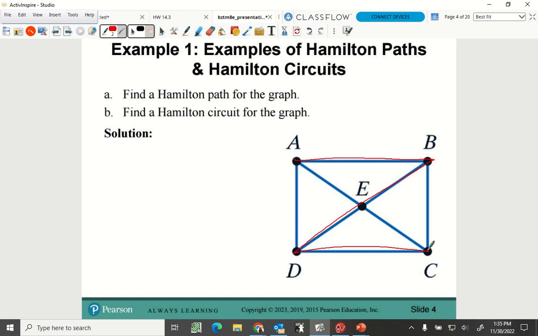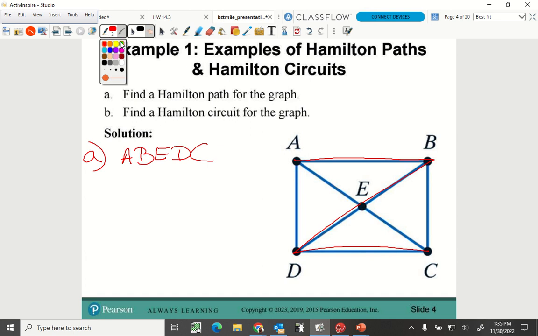All right, so my solution for problem A is going to be A, B, E, D, C. So, I hit every single one once. Now, I'm going to do another one. Actually, I don't think I have to erase it.